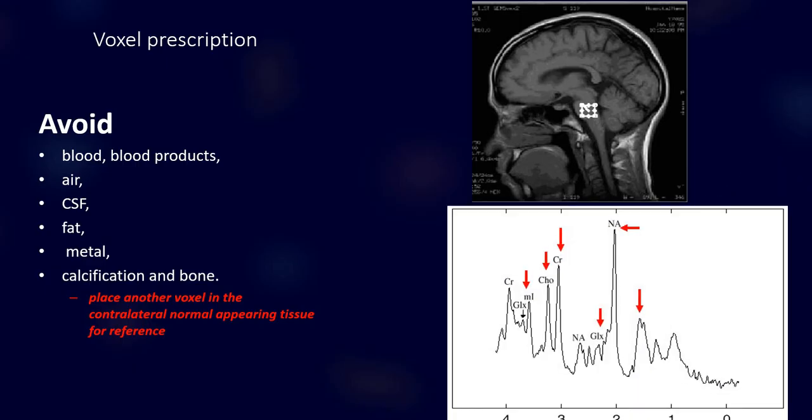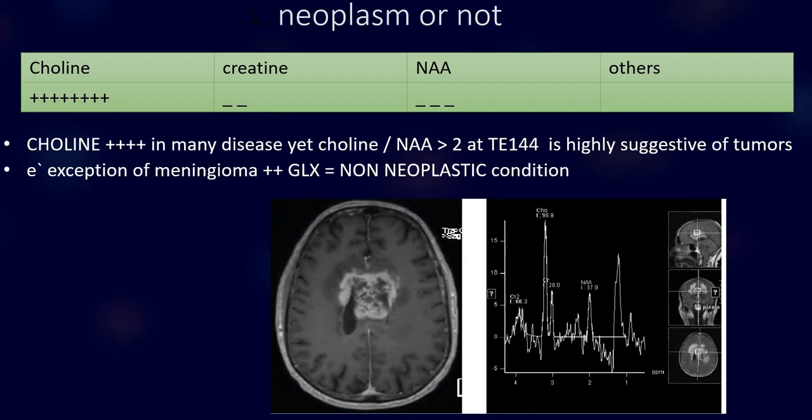So this is the normal curve, or the curve of the normal tissue. In glioma imaging, MRS can help to determine whether this is a neoplastic or non-neoplastic lesion. A neoplastic lesion shows increased choline and decreased N-acetyl aspartate, but take care: almost all pathology affecting the brain causes increased choline and decreased N-acetyl aspartate. Theoretically speaking, a choline to N-acetyl aspartate ratio of more than 2 at TE 144, or intermediate TE, is highly suggestive of tumor. But this rule has a lot of exceptions.